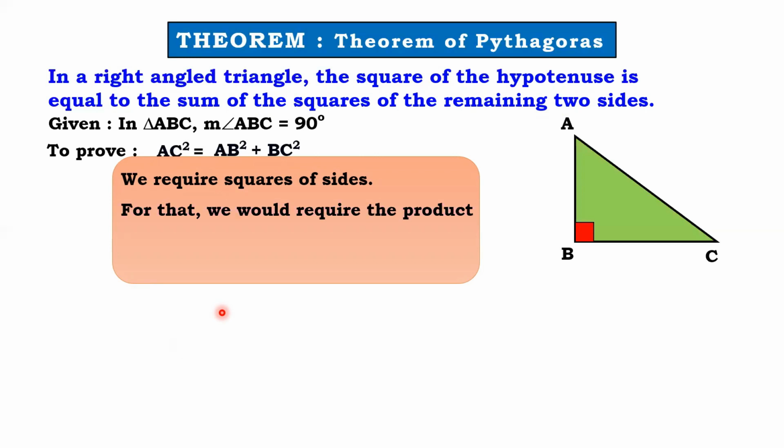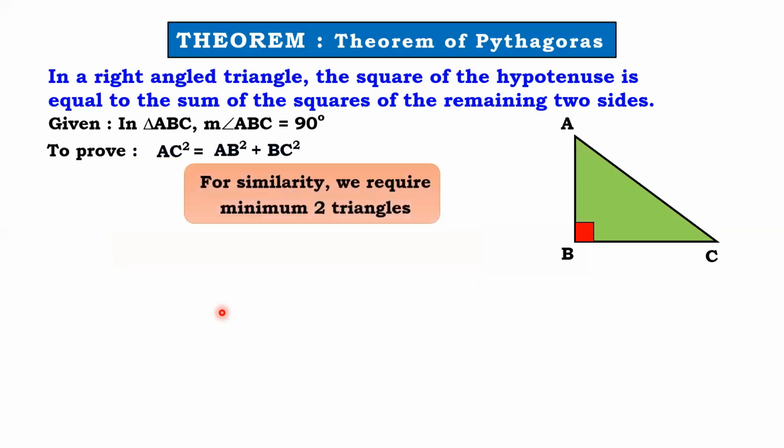X square means x into x. Y square, y into y. Z square, z into z. That means whenever we require squares, we require the product. And to get the product, we need to understand similarity, because product can be obtained by using similarity. Is it clear?